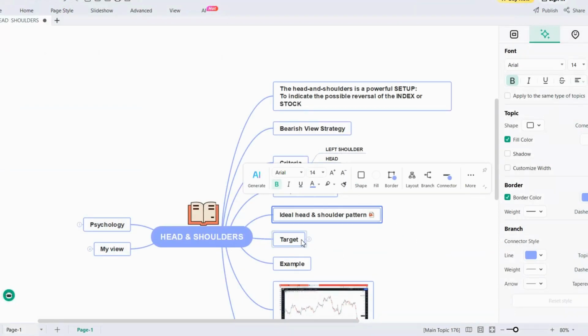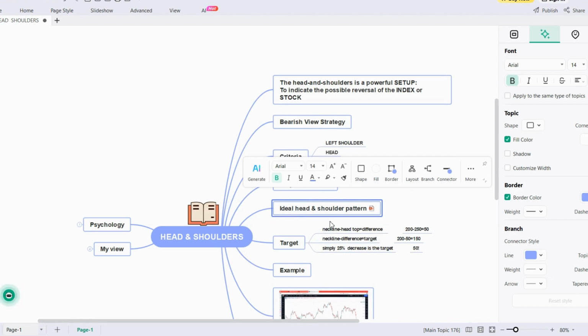Now, what should be your target? You have learned about what is head and shoulder pattern and what should be the target here. Whenever you learn a strategy, you have to know about the entry, exit and the stop losses of that strategy. Now let's discuss about the target here.